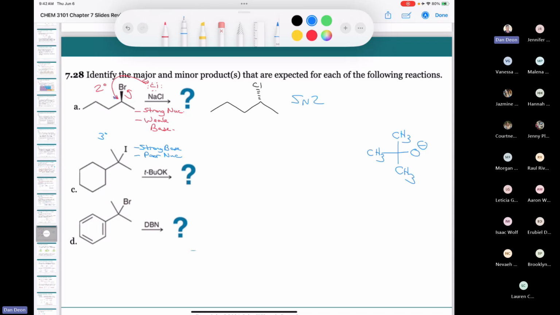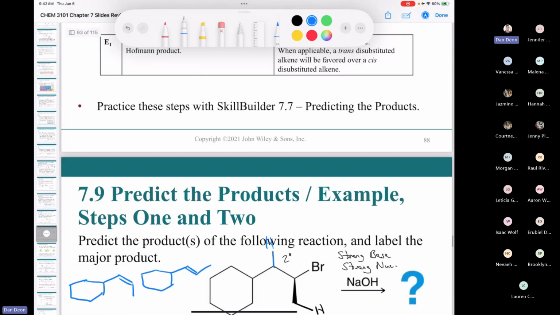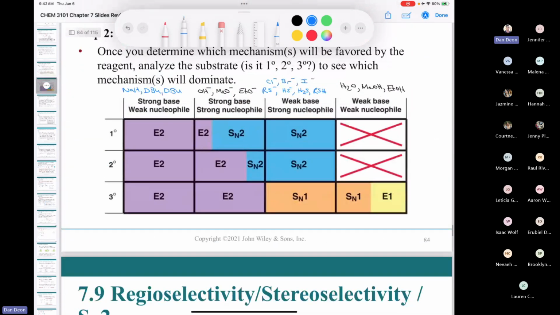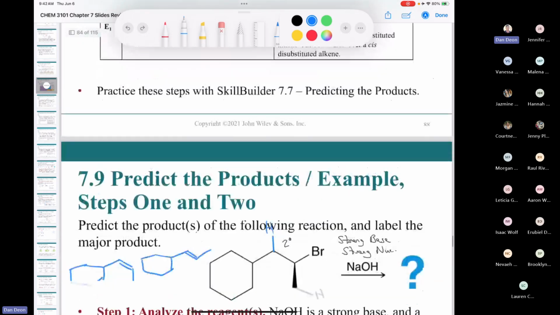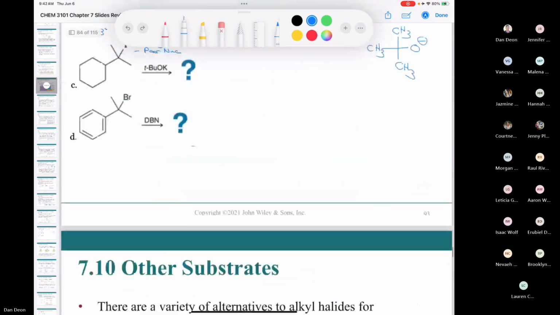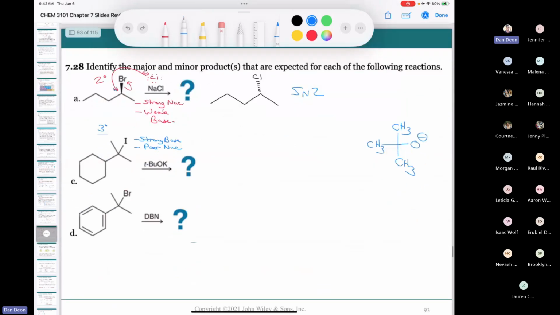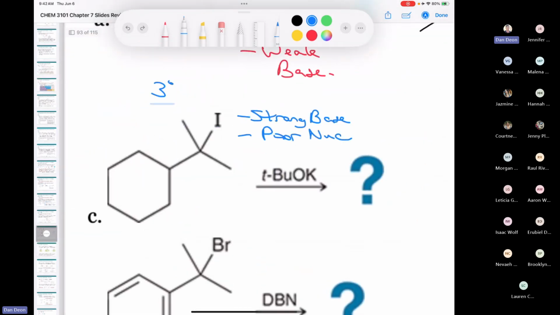Don't believe me? Let's go back. This is always murder going back, right? You've got strong base, poor nucleophile, so t-butoxide would fit in this category. It's tertiary. It's E2 only is what we're going to get. However, how many types of E2 products could you make in this case? Could anybody tell me, with this substrate, how many different E2 products you could get?